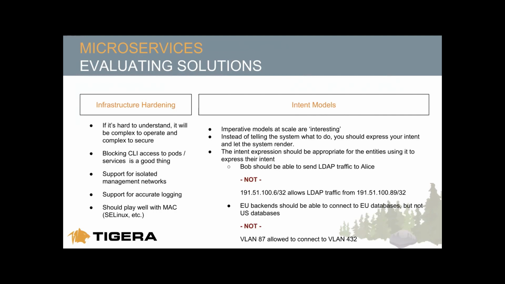Intent models. We talked about this a little bit earlier. Imperative models at scale are interesting, in a not good way. Instead of telling the system what to do, you should express your intent to the system and let the system render it. So instead of saying an IP address, which has a very short lifetime, allows LDAP traffic from another IP address, that's more of an imperative model. What you want is more of an intent: things that are of type Bob should be able to send LDAP traffic to things that are of type Alice.